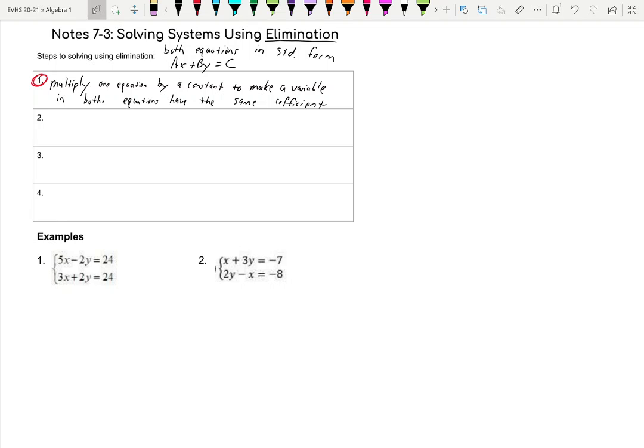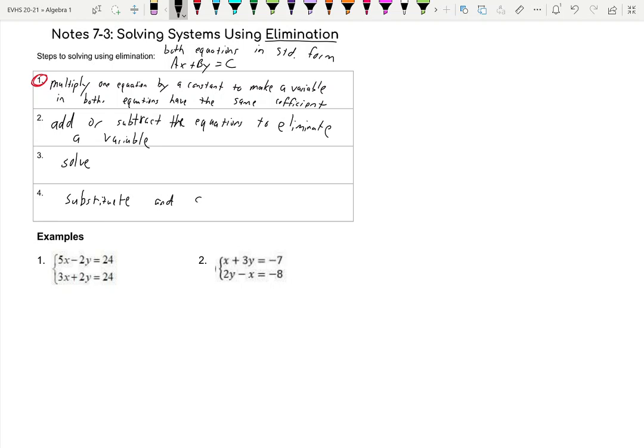Okay, so now step 2, we are going to add or subtract the equations to eliminate a variable, and that'll make sense. Step 2 is actually why this is called elimination. And then step 3, we're going to solve. And then step 4, we're going to substitute and solve for the second variable.